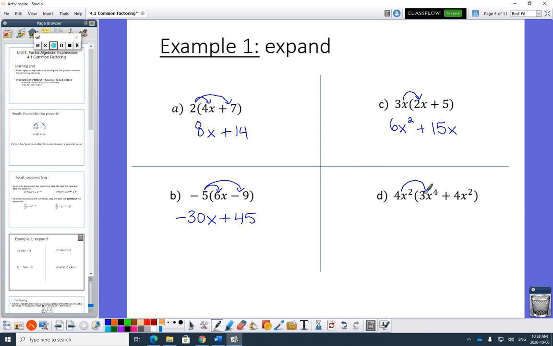So this times this, 4 times 3, 12. x squared times x to the power of 4 is x to the power of 6. Try not to screw yourself up and do 4 times 2 as well. Okay, so you multiply the numbers, but then for the bases you add the exponents. And then 4x squared times 4x squared. So 4 times 4, 16. x squared times x squared is x to the power of 4.